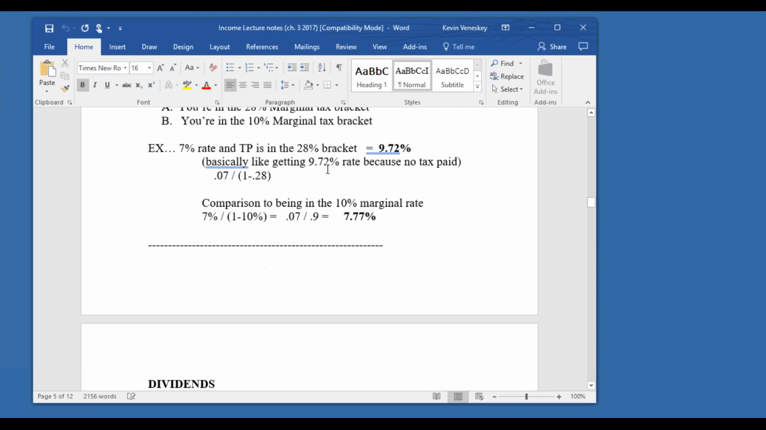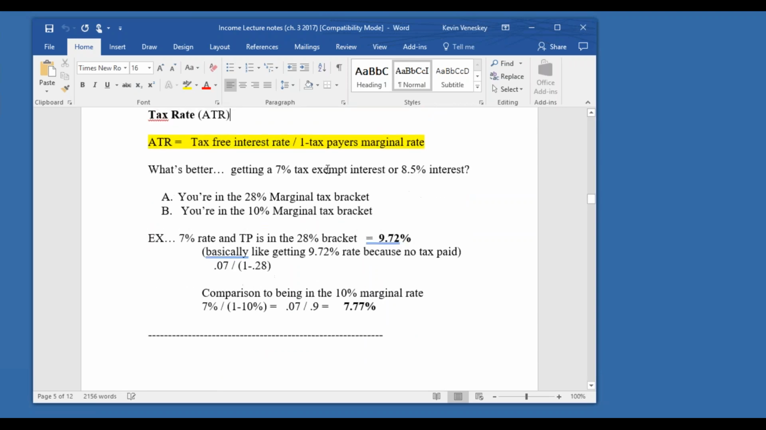So here you can see how you do that. The tax-free interest rate, say in my example, was 8%. You then divide that by 1 minus whatever your marginal rate is. Remember, the marginal rate is what tax bracket you are in. If you earn just $1 more, how much are you going to pay in taxes on that? So that's not to be confused with your average rate. This is your marginal rate.